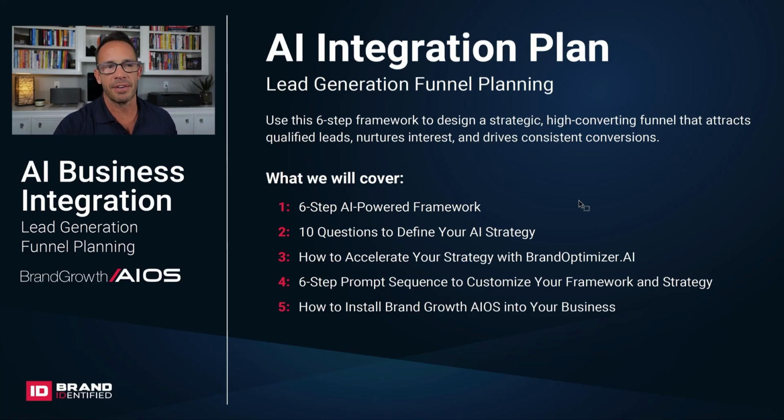So this is what we're going to cover today. First off, we're going to look at that 6-step AI-powered framework. Then I'm going to help you answer and define the 10 questions that you must answer to define your AI strategy. Then I'm going to show you how to accelerate your strategy using the custom GPT BrandOptimizer.ai. Then I'm going to walk you through a 6-step AI prompt sequence to customize your framework and your strategy for your business, also using that custom GPT BrandOptimizer.ai. And then finally, I will show you how to install Brand Growth AIOS into your business. So let's jump ahead and get started.